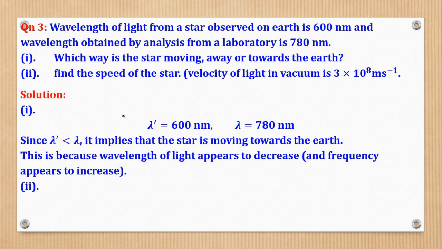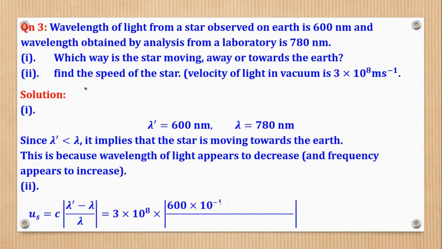And that will be the reason. So Roman 2, they want the speed of the star. You code the formula, substitute, and get the output, and that's what they wanted.